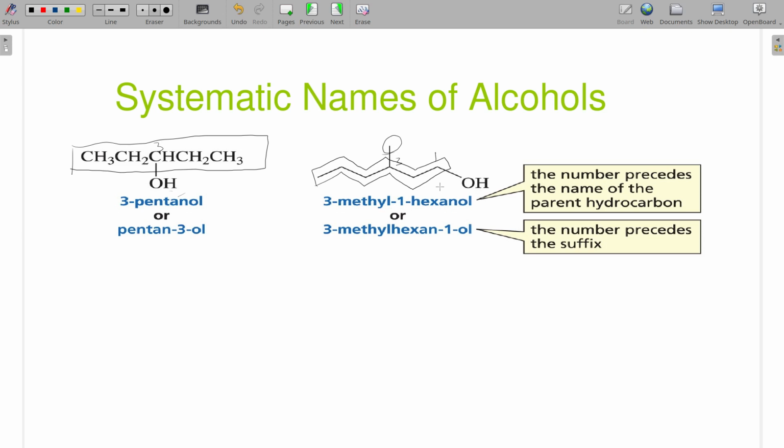But what we also find is you will sometimes see the number embedded in the suffix, right before the suffix it refers to. So pentan-3-ol, the 3 is telling you that the alcohol is on the third position. And same here. So the number being embedded in the name is perfectly acceptable, and it does get more common when there's more than one functional group present in a backbone, which we'll see later on in this chapter.